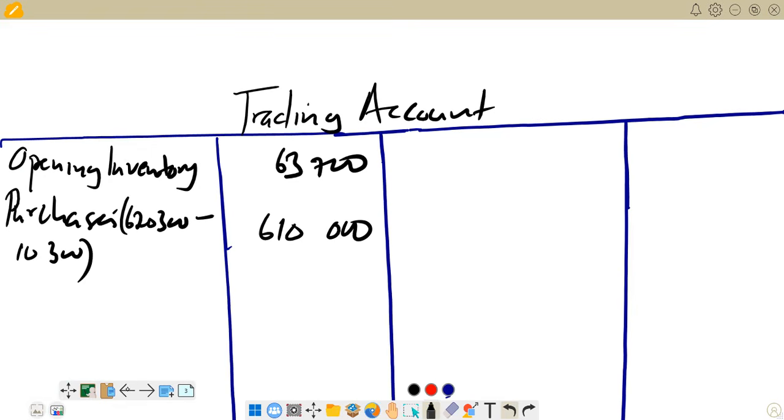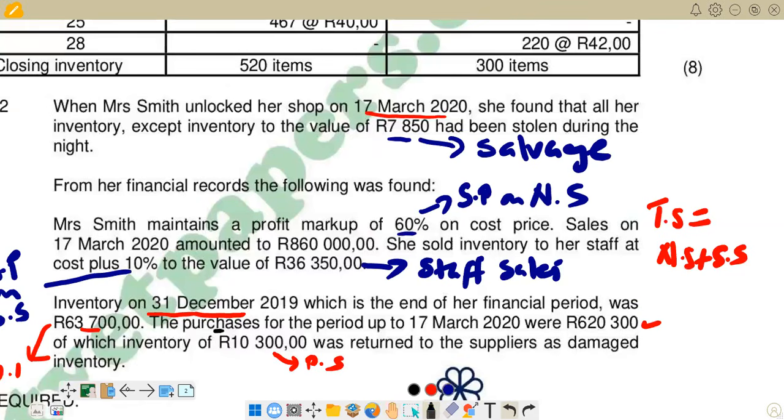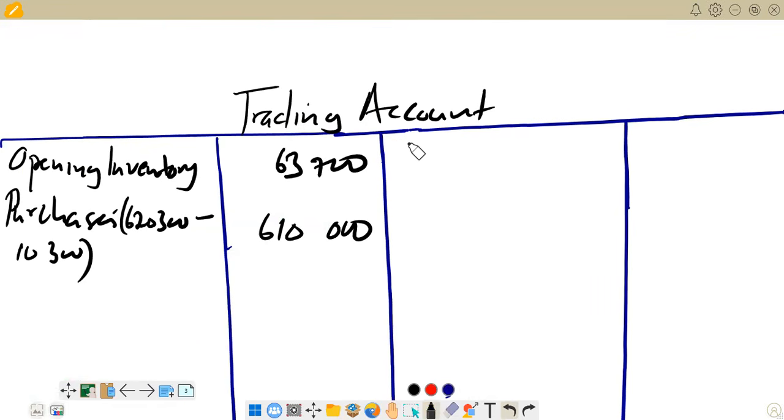Then I will look for other figures that we can put there in the trading account. Remember, we have also the sales figure. The sales figure we are given here, 860,000. But in the sales figure, like we had explained, we have also staff sales inside this total sales figure, and also we have normal sales. But we are just going to put 860,000 there as our total sales on the credit side. So here we have sales, 860,000.